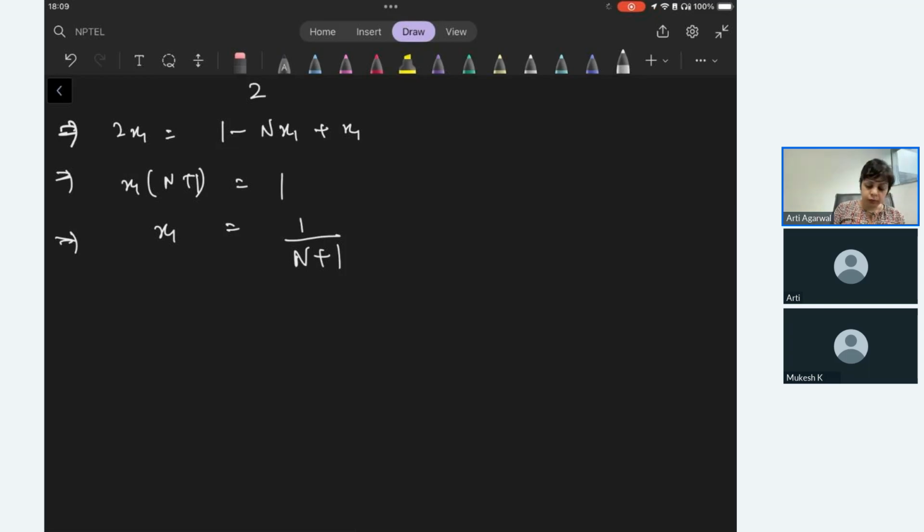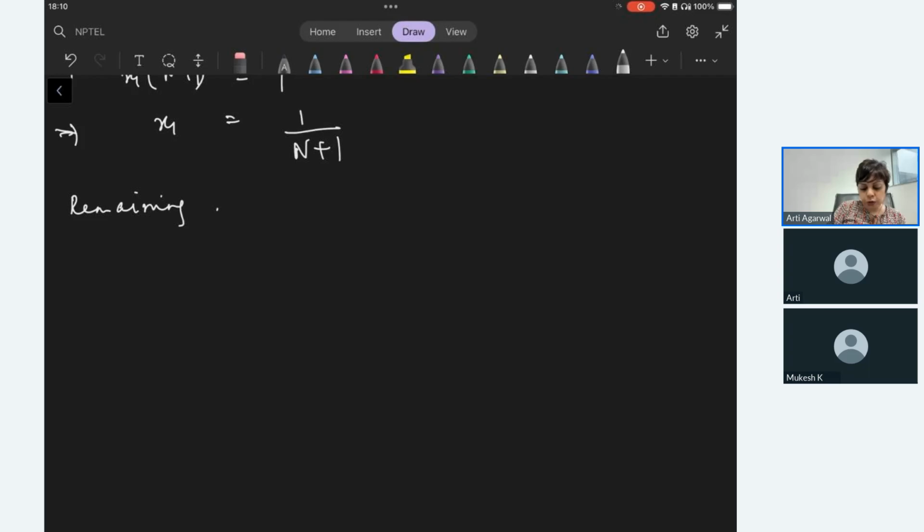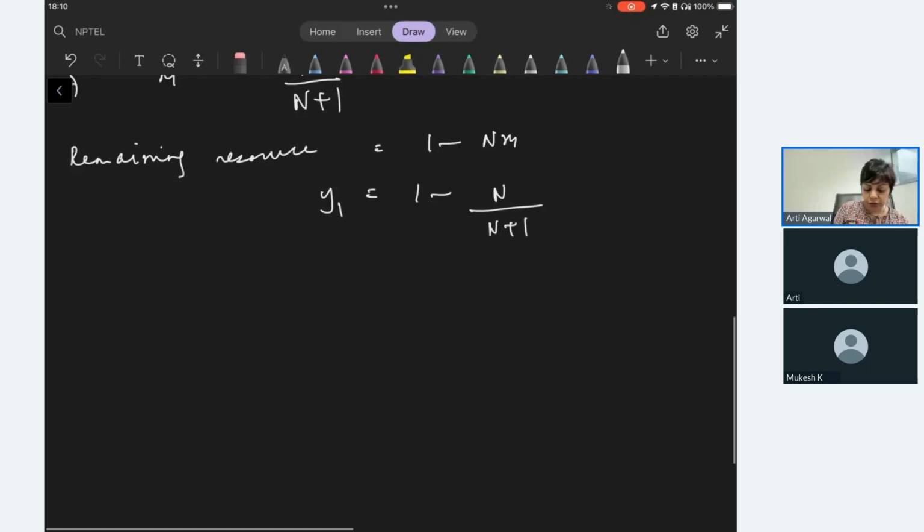Now, in this case, if you see, the remaining resource is going to be 1 minus n times x1, because all n players are using this strategy now. We have assumed that at this stage. 1 minus n x1, which means 1 minus n by n plus 1. Now this is a very interesting result. Let's say this is y, or let's say this is y1. Doesn't matter. You can use whatever notation you like.